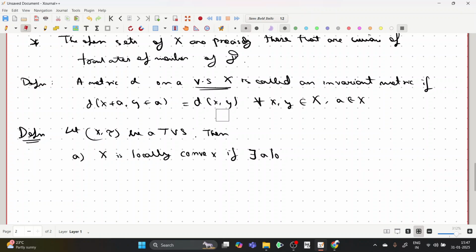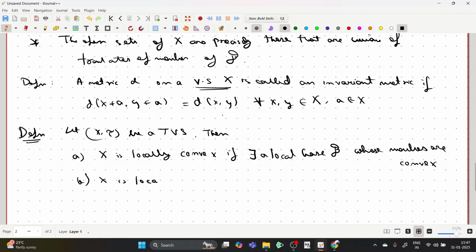Okay, so X is said to be locally convex if there exists a local base script B whose members are convex.